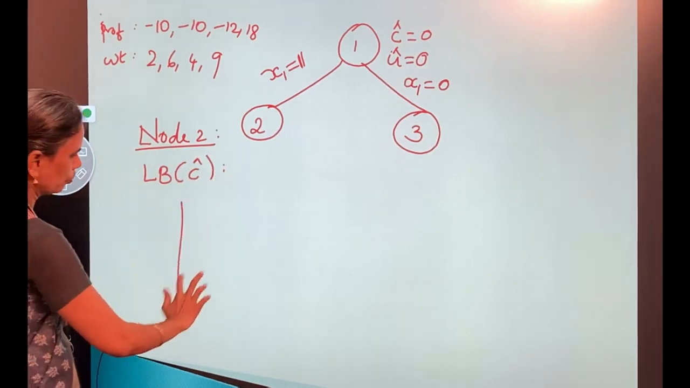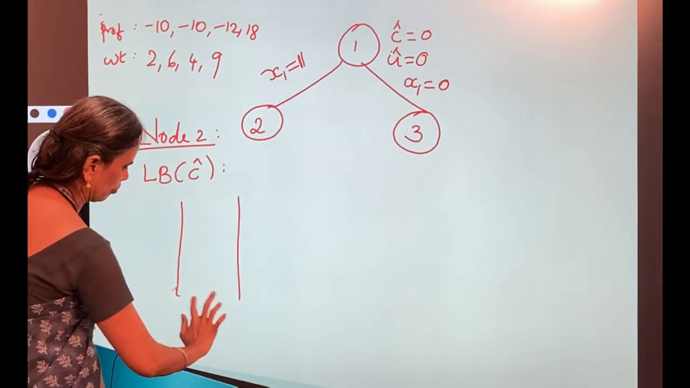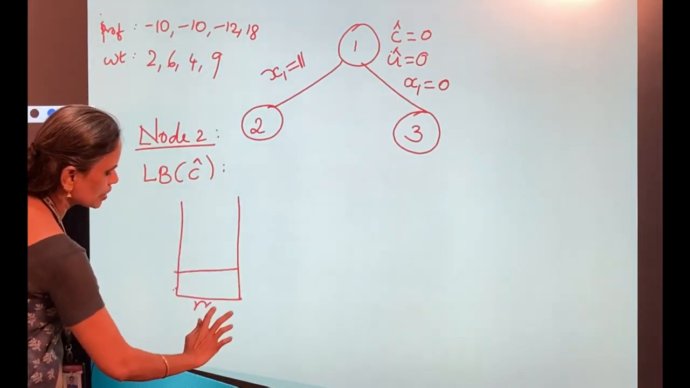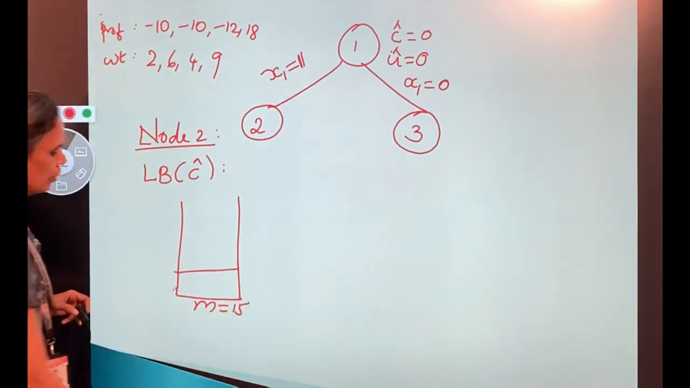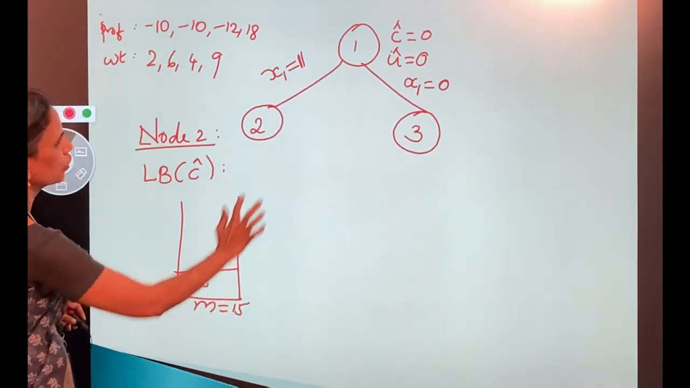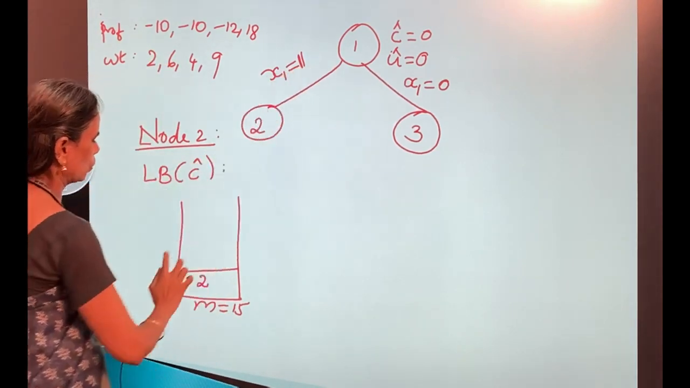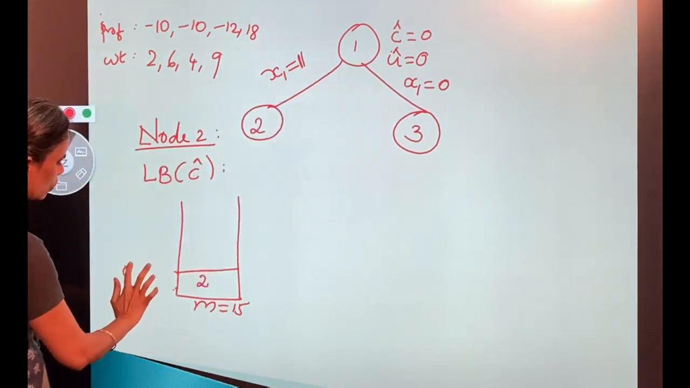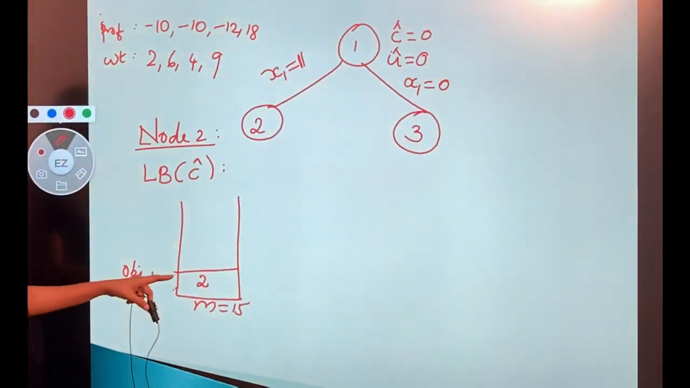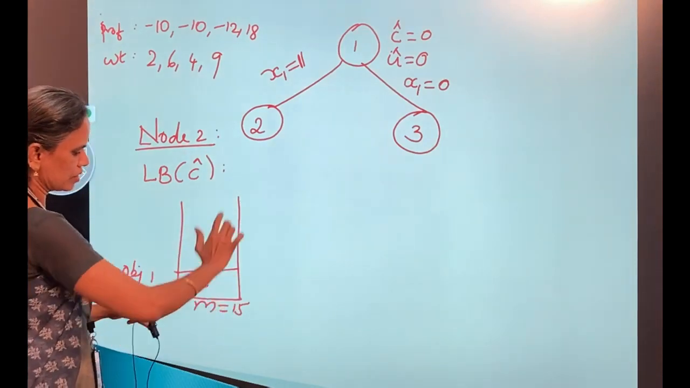How are we going to insert the object 1? First, the maximum capacity of the bag is 15. The first object's weight will be 2. Now I am including the object 1, so consider x1 as 1. We are including the object 1. Its weight is 2. The maximum capacity of the container is 15.